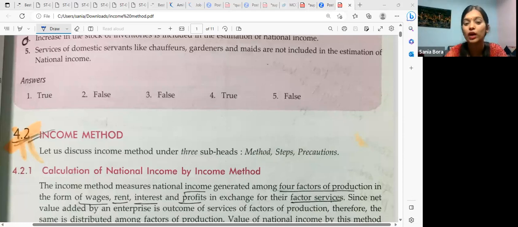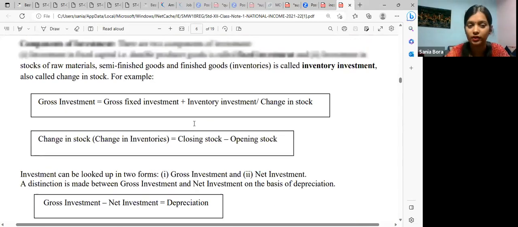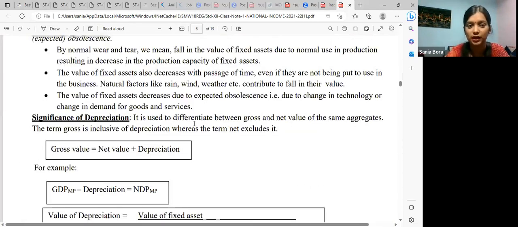Method like this, then you don't have any choice. So you have to choose it according to the given things. Okay, so let's just start.